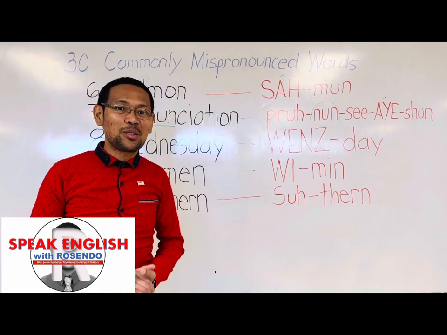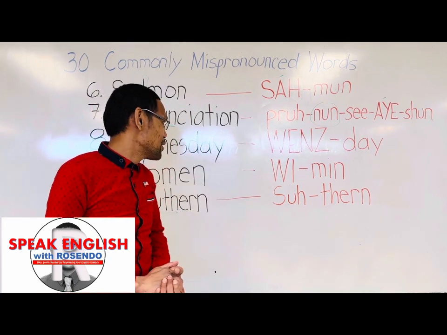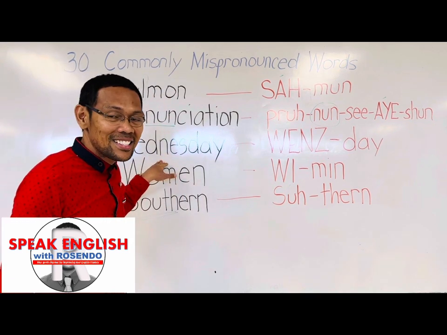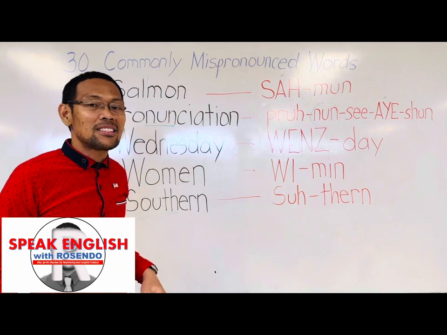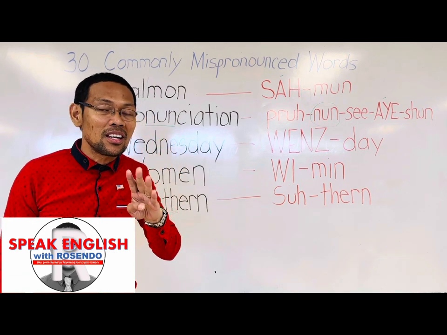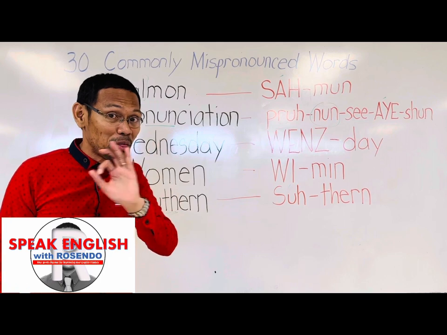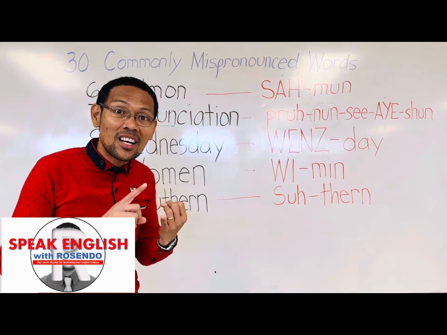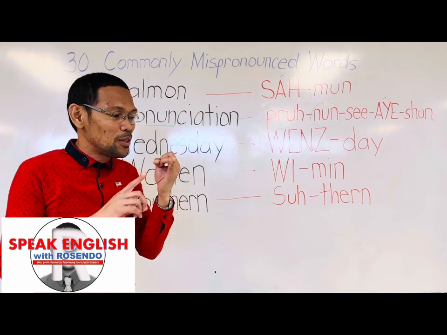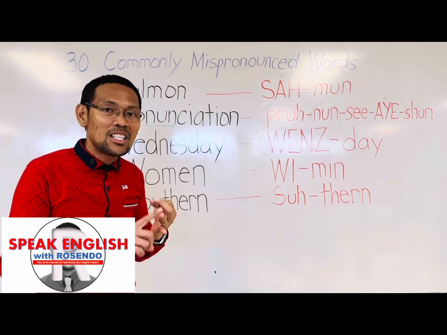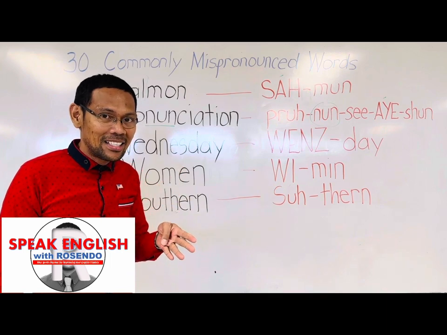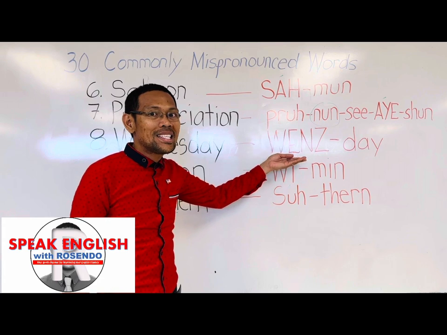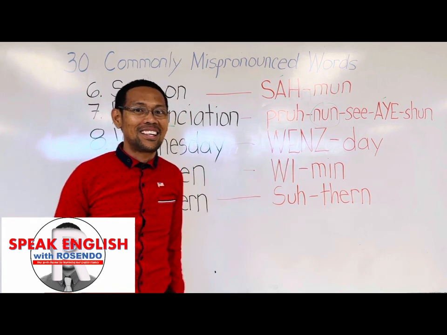All right, before we proceed to number 11, I just want to correct myself. Pardon me. Wednesday is not actually the third day of the week, but the fourth, because the first day is Sunday, not Monday. So we go Sunday, Monday, Tuesday, Wednesday. It's the fourth day of the week.